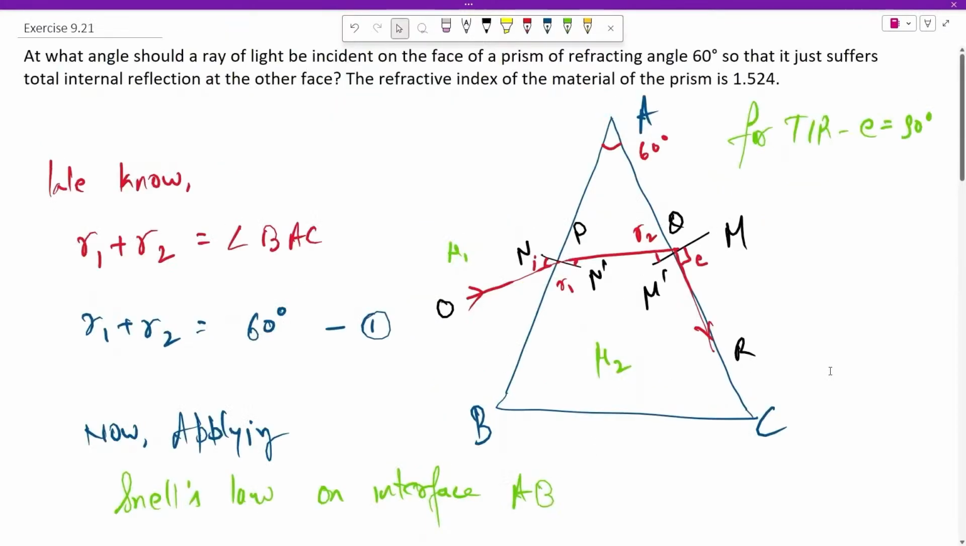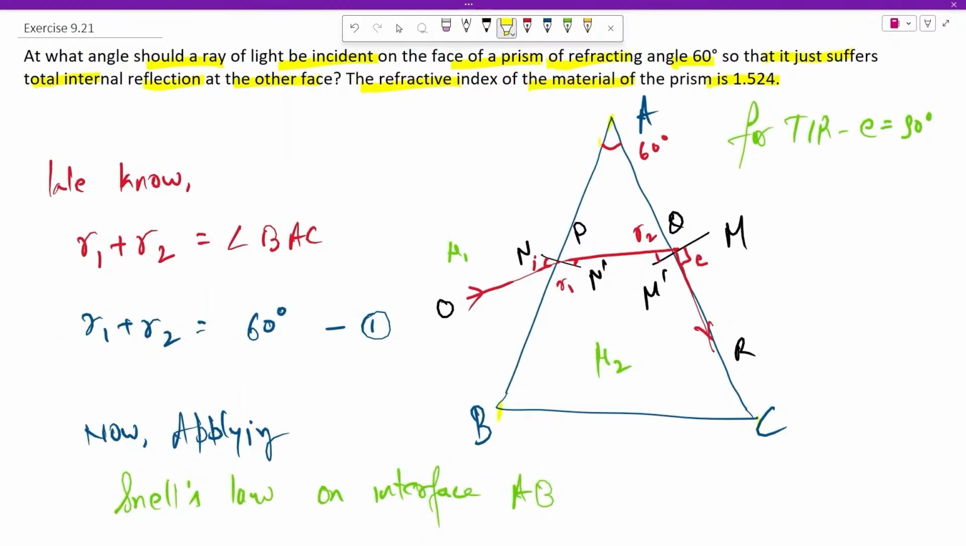The question says: at what angle should a ray of light be incident on the face of a prism of refraction angle 60 degrees so that it suffers total internal reflection at the other face? The refractive index of the material of the prism is 1.524. So here we are talking about the faces of prism ABC, and the faces that are in consideration are AB and AC.